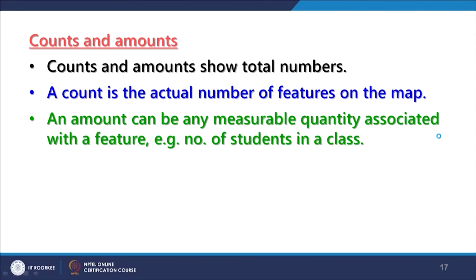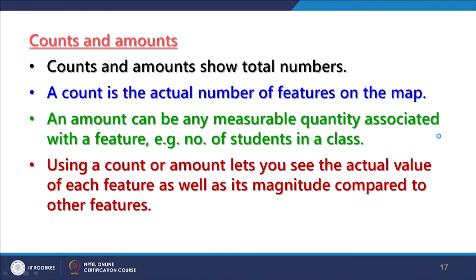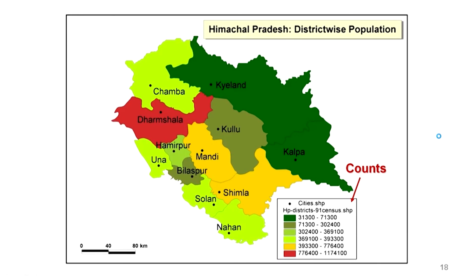An amount can be any measurable quantity associated with a feature, for example the number of students in a class. And using counts or amounts lets you see the actual value of each feature as a magnitude compared to other features. So it depends on what kind of data you are going to handle, and then counts and amounts can be very important.